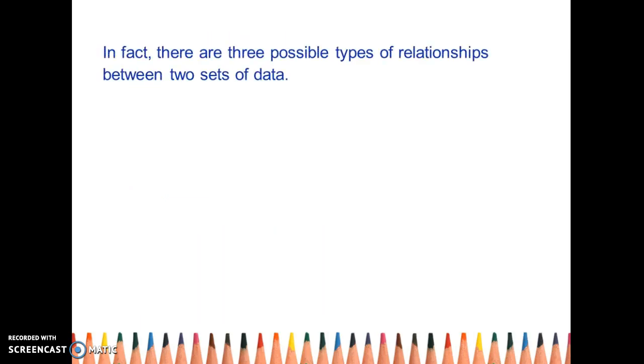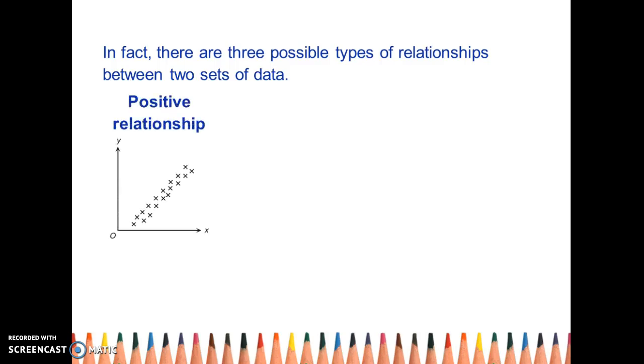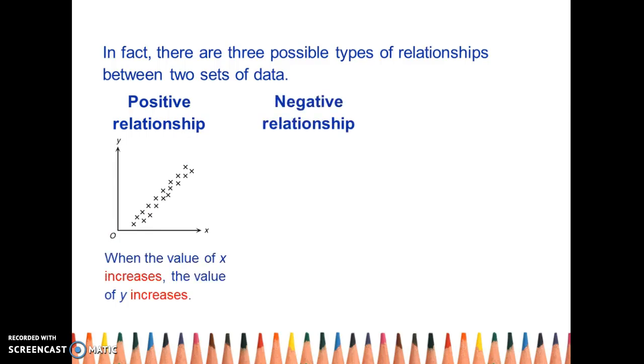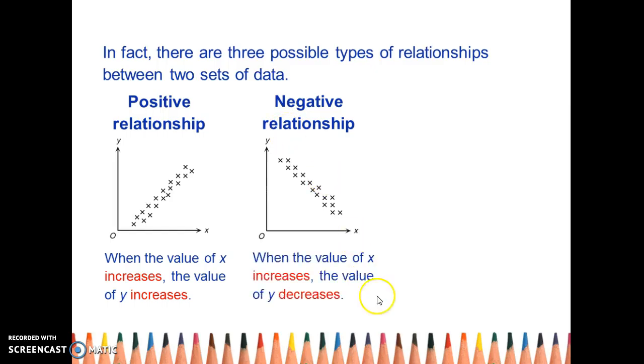Okay, and how many types of relationships do we have? Now we can say that there are 3 possible types. The first one, we call it positive relationship. So the scatter diagram will be like this. When x increases, y increases. And the second one, we can say that there is a negative relationship. So for negative relationship, when x increases, y decreases.